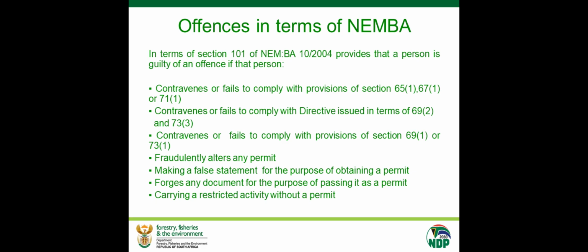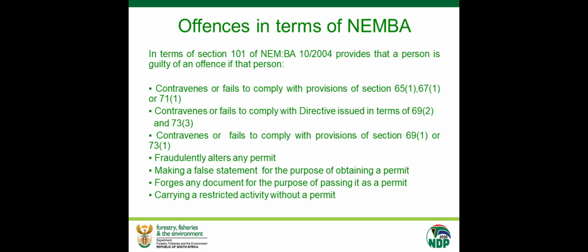So offenses in terms of NEMBA. In terms of section 101 of NEMBA, a person is guilty of an offense if that person contravenes or fails to comply with the provisions of section 65, subsection 1, 67, subsection 1, 71, subsection 1.